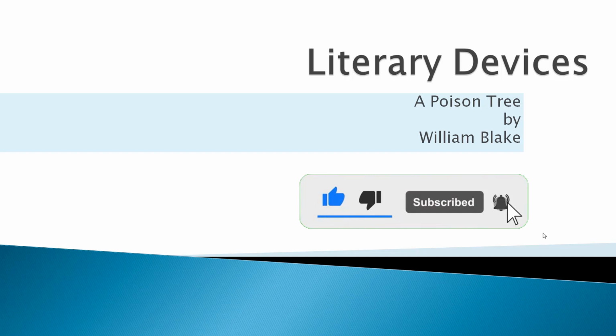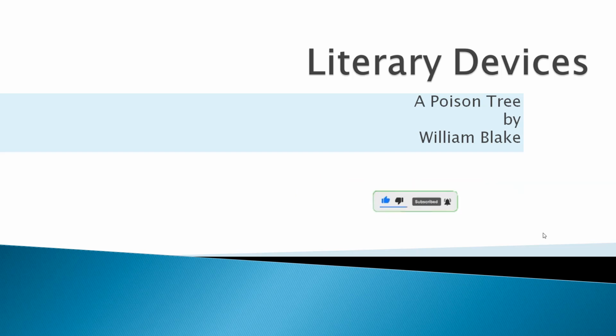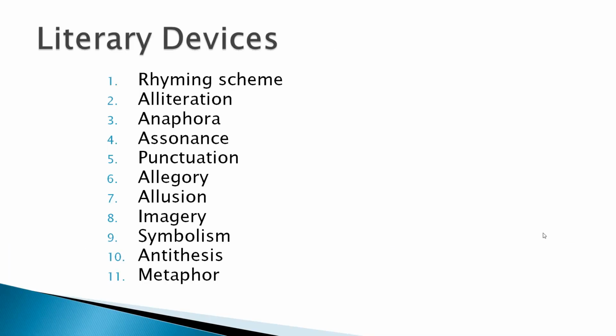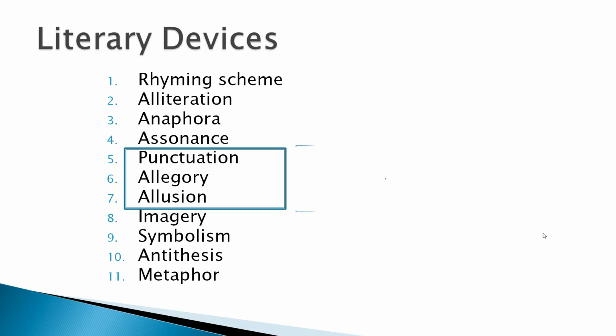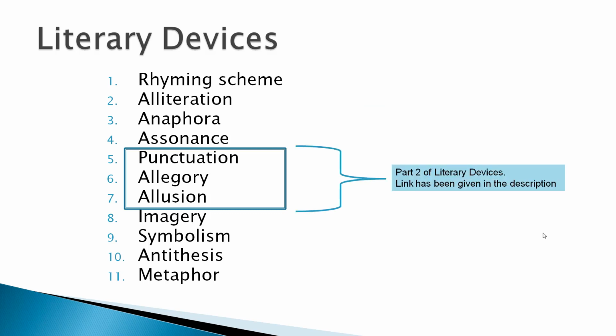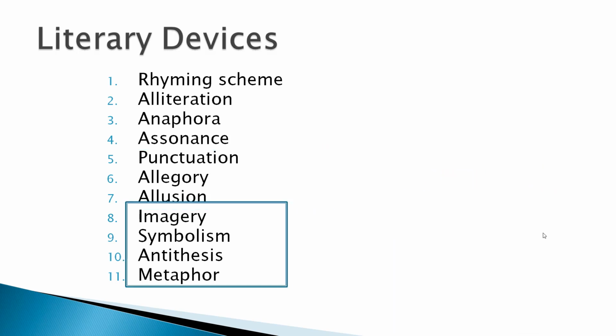Today is the last part of the series Literary Devices, and we are going to discuss the remaining literary devices which William Blake has used in his poem A Poison Tree. We have already discussed rhyming scheme, alliteration, anaphora, and assonance in the first part of this series. We have discussed punctuation, allegory, and allusion in the second part of the same series, and the link of both has been given in the description. Today we will be discussing the remaining literary devices which William Blake has used in his poem A Poison Tree.